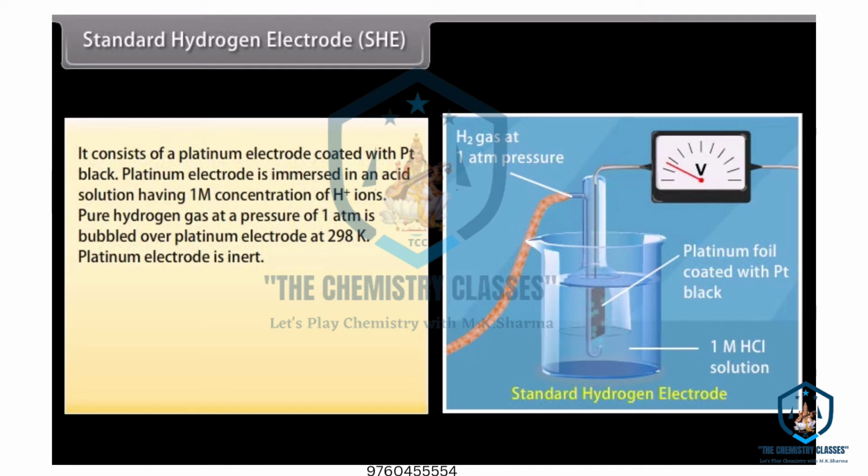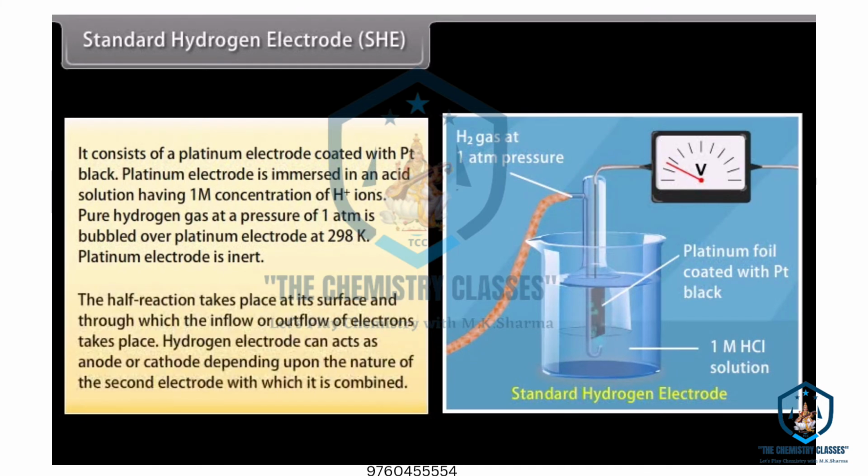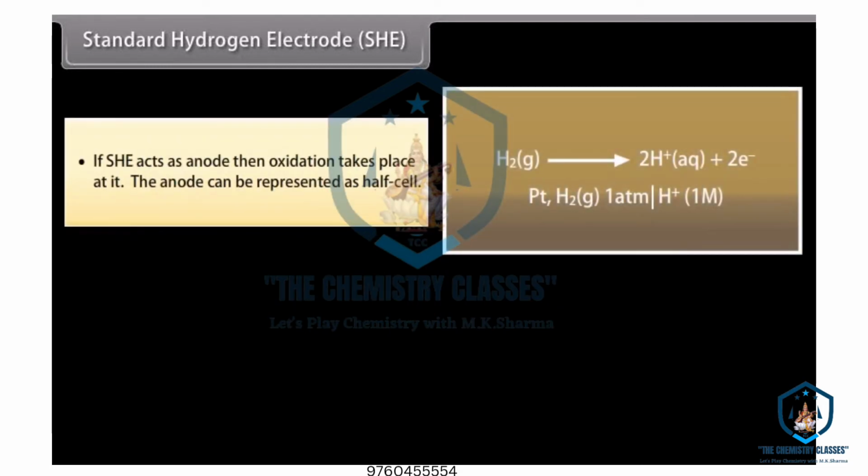Platinum electrode is inert. The half reaction takes place at its surface and through it the inflow or outflow of electrons takes place. Hydrogen electrode can act as anode or cathode depending upon the nature of the second electrode with which it is combined. If SHE acts as anode, then oxidation takes place at it.